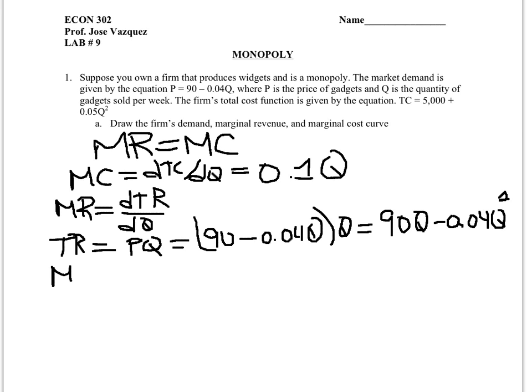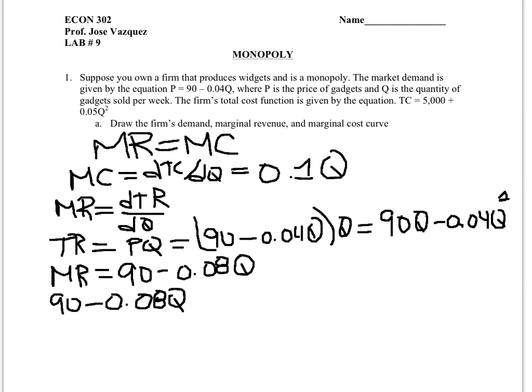So marginal revenue is going to be equal to 90 minus 0.08 Q. And now we make that equal to marginal cost, so this will be 90 minus 0.08 Q equals 0.81 Q. And then solve for Q. So Q equals 500.